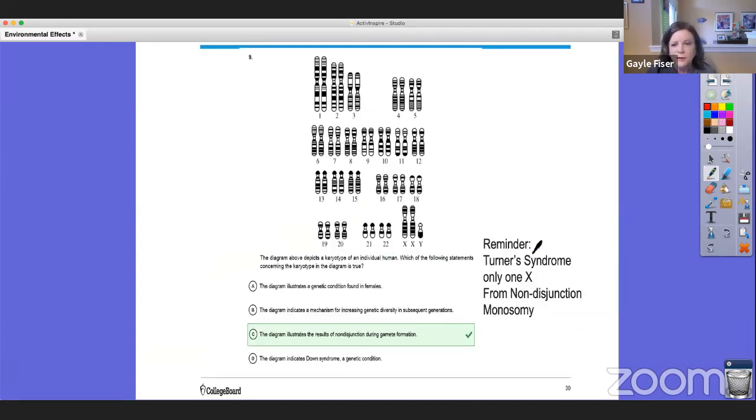Okay, and I also wanted to tell you about another chromosome non-disjunction problem, and it has to do with Turner syndrome. It's a girl, but she only has 1 X, and so there's nothing here, okay? And that's also from non-disjunction.